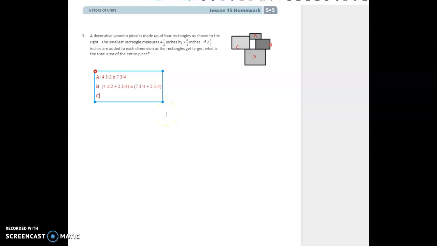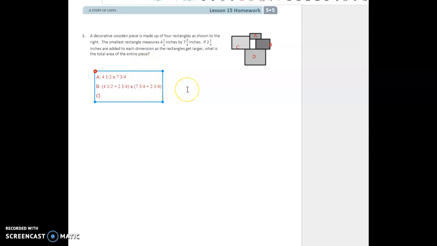You're not done there though. That's a lot of steps. Once you get the area of each of those individual shapes, the question says, what is the total area of the entire piece? Okay? Don't forget that. It's the entire piece, guys.